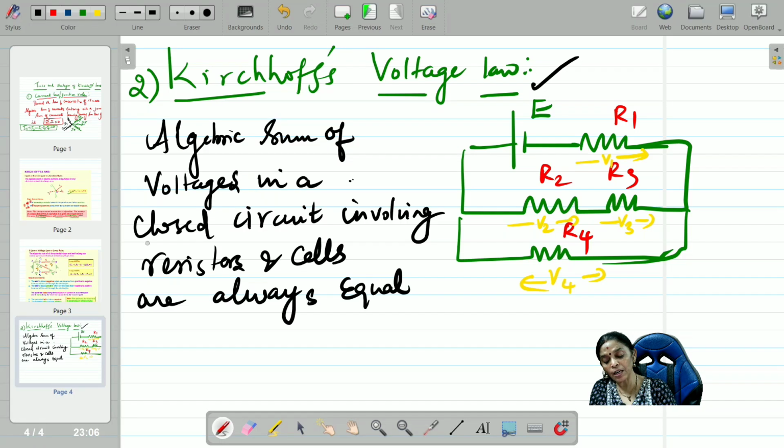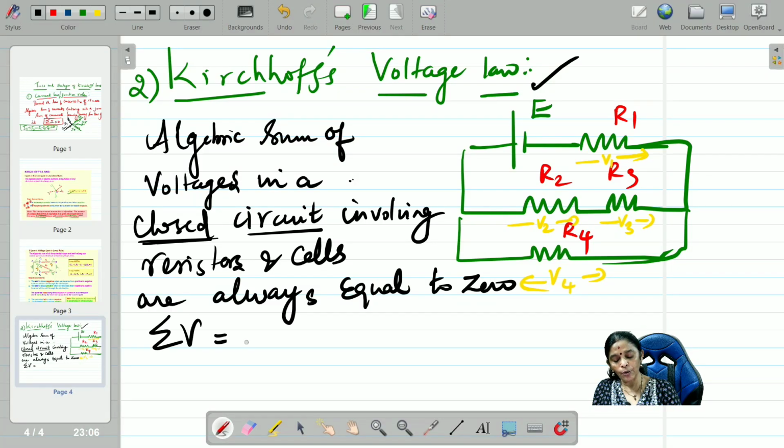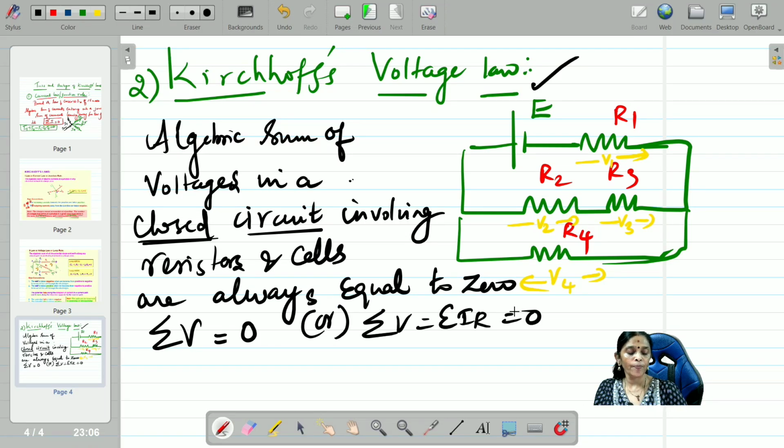What specifically are you supposed to mention? You have to mention algebraic sum and you have to mention closed circuit. The algebraic sum of voltages in a closed circuit involving resistors and cells is always equal to 0. That is sigma V is equal to 0, or I can write sigma V is equal to sigma IR is equal to 0. Okay, right.